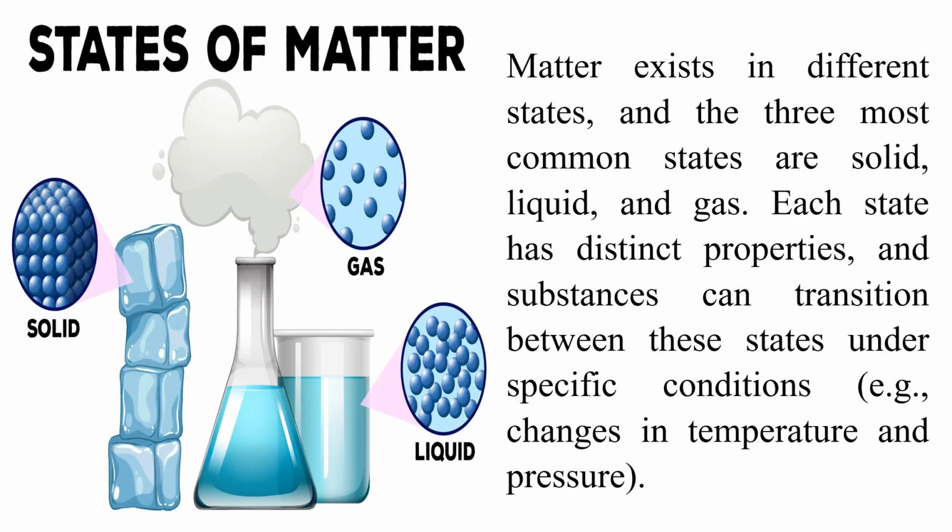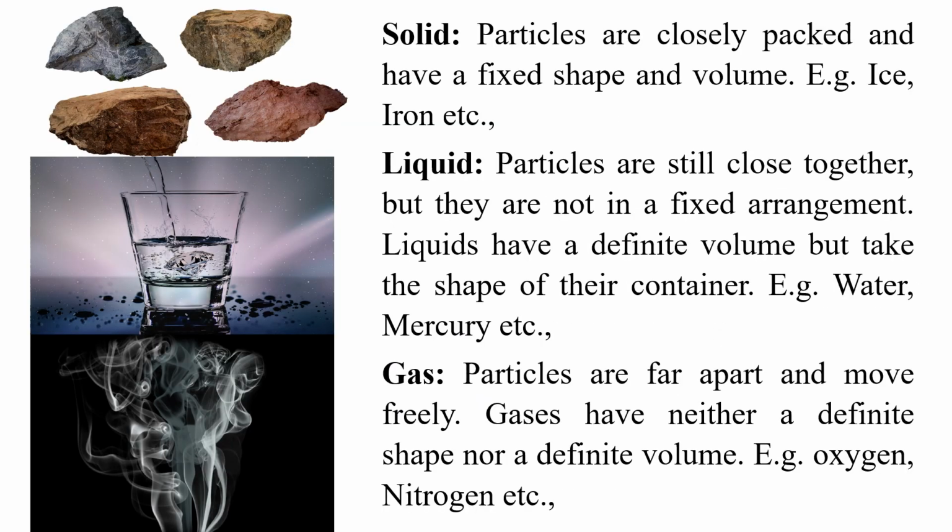States of matter. Matter exists in different states, and the three most common states are solid, liquid and gas. Each state has distinct properties, and substances can transition between these states under specific conditions like temperature and pressure. In a solid, the particles are closely packed and have a fixed shape and volume. Example: ice, iron, rock, etc.